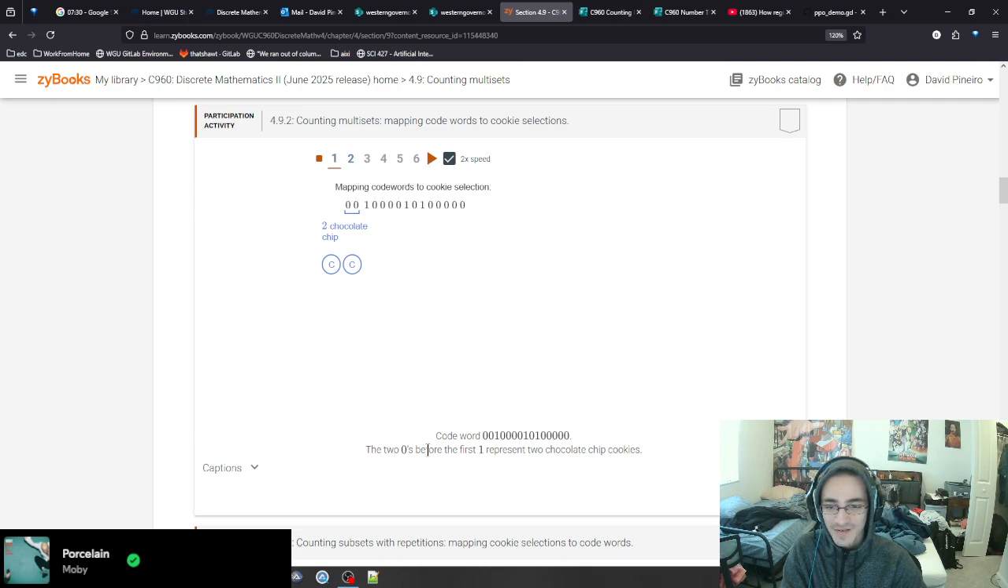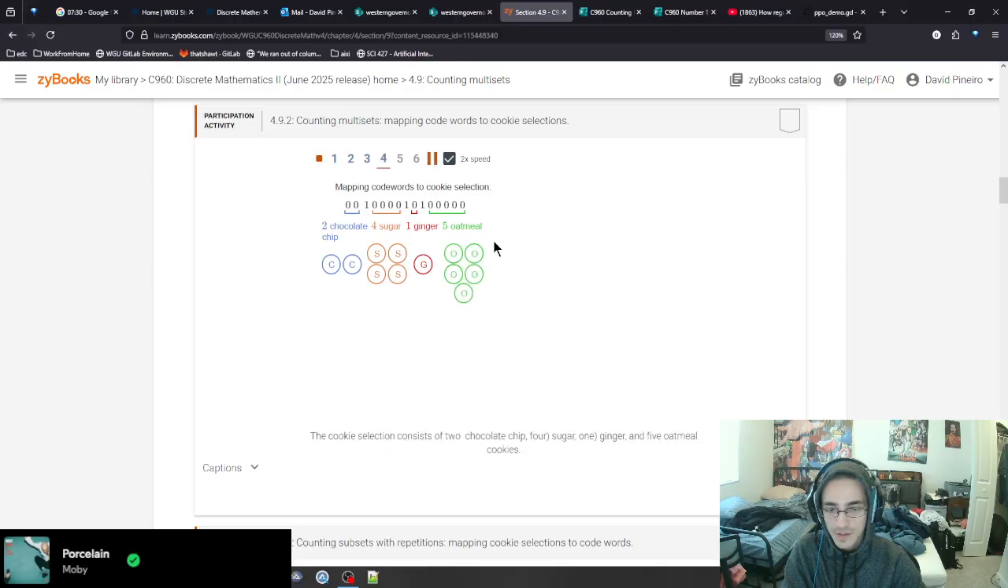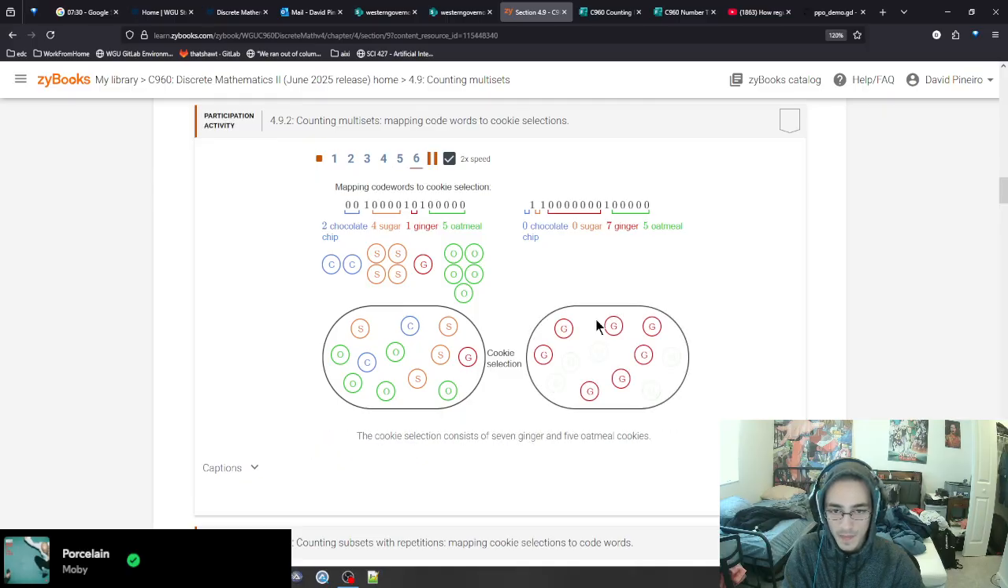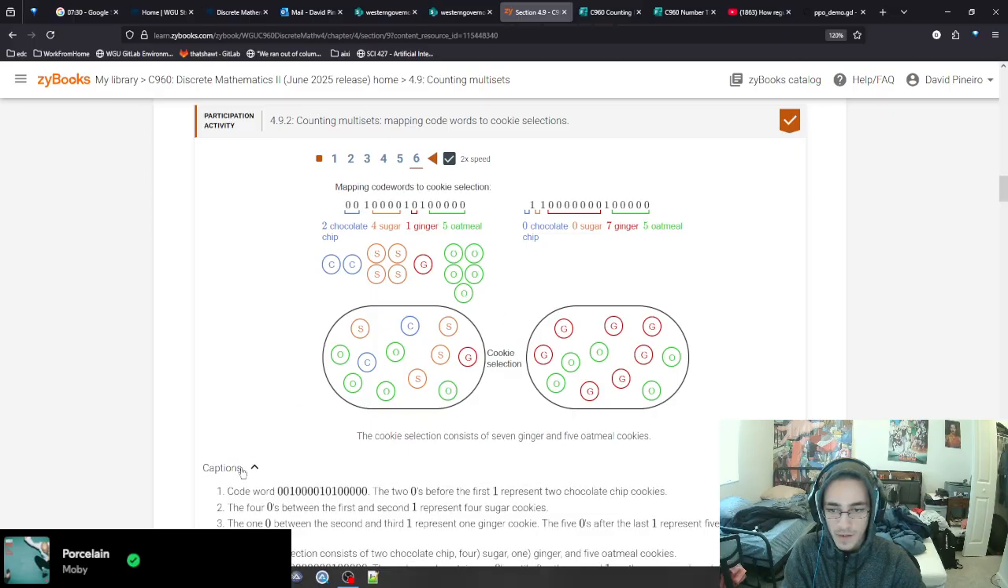This is like magic. The two zeros before the first one represents two chocolate chip cookies. Yes. Here we have four sugar cookies, the four zeros. You have one ginger cookie and five oatmeal cookies. The cookie selection consists of this, yeah. And it says the code word contains no zeros until, okay, the code word represents seven ginger, okay. Yeah, that makes sense.